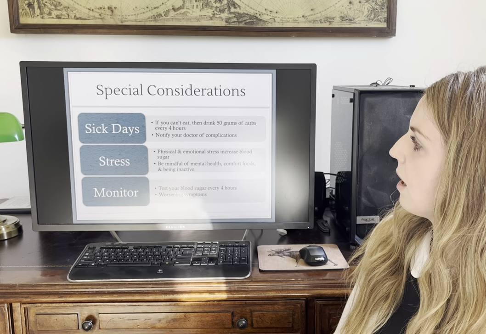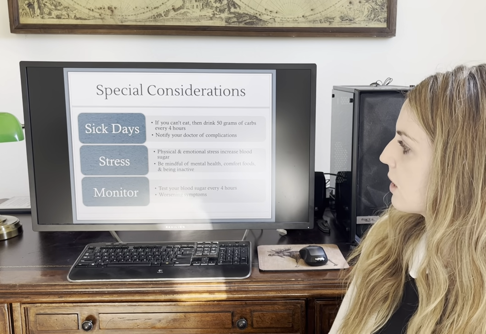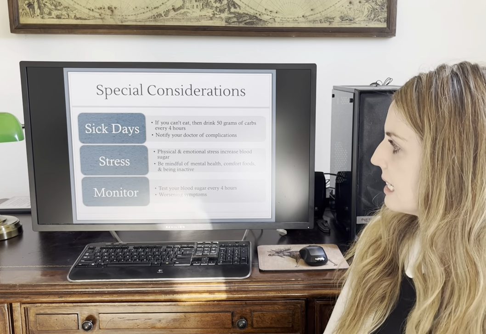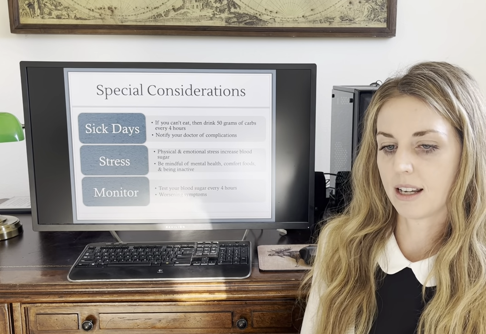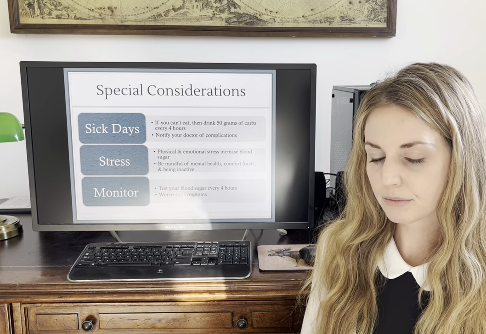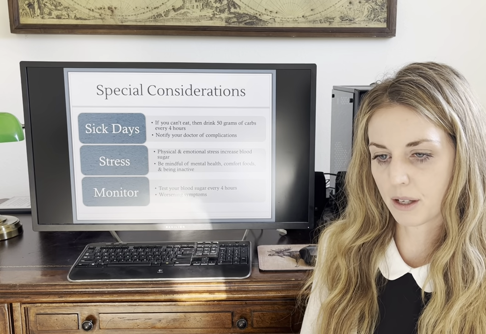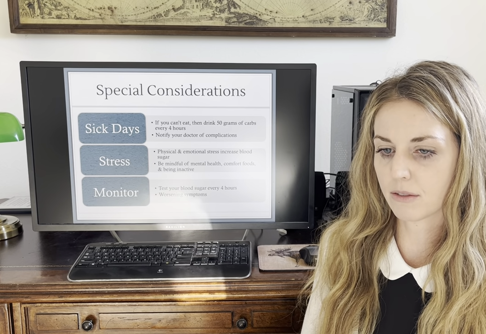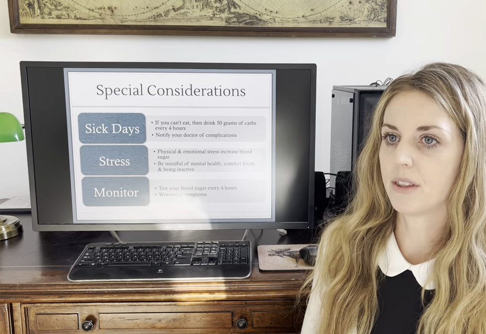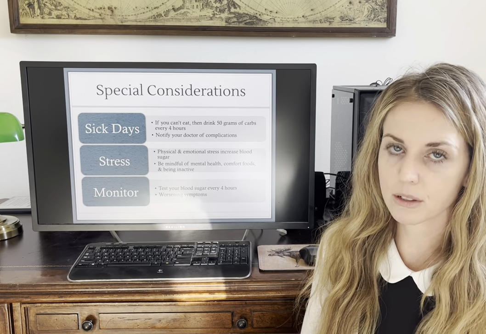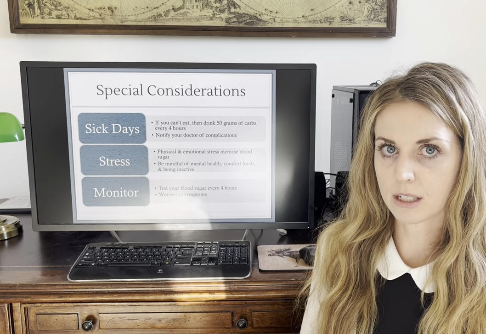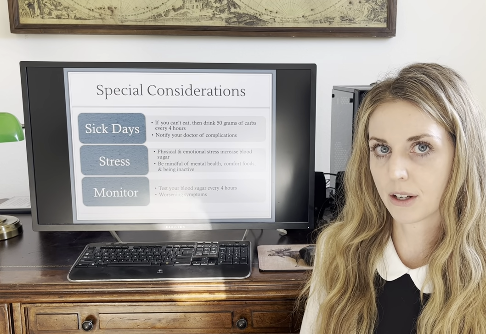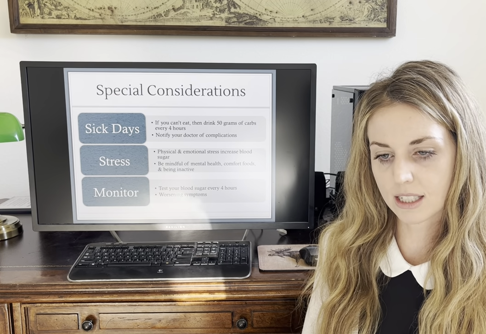Okay, so then the students will learn about special considerations that include sick days, stress, and monitoring. So for the first one, if the patient cannot eat, they're nauseated, they're not feeling well, then we want them to drink 50 grams of carbs every 4 hours. So this is a time when patients can have popsicles, they can have juice, and then they want to notify their doctor if they're experiencing any complications.